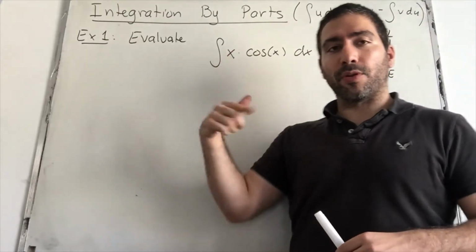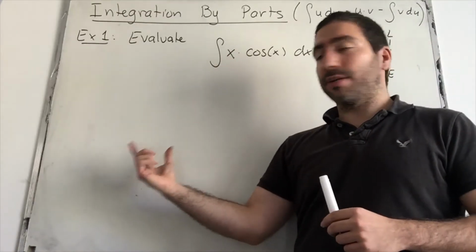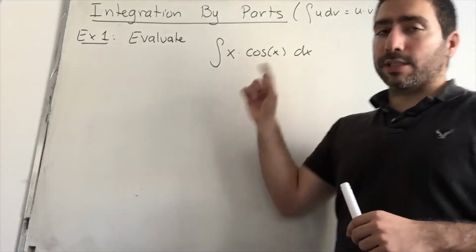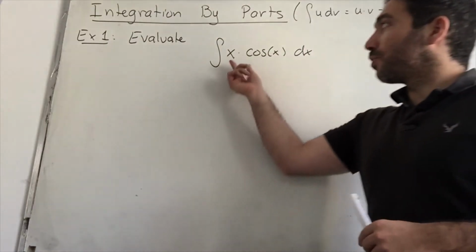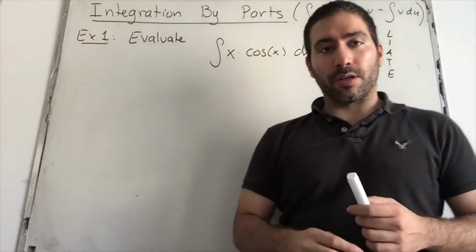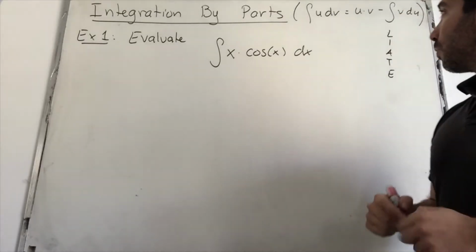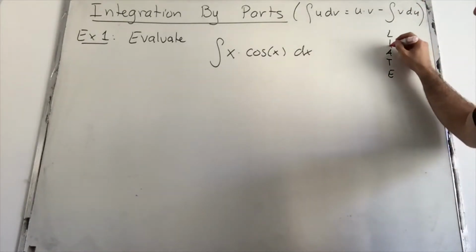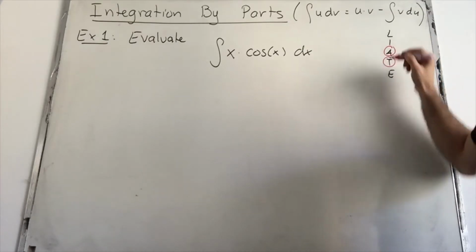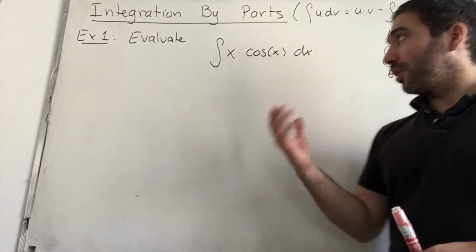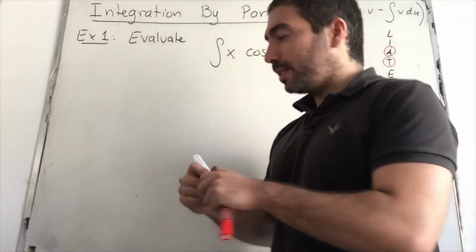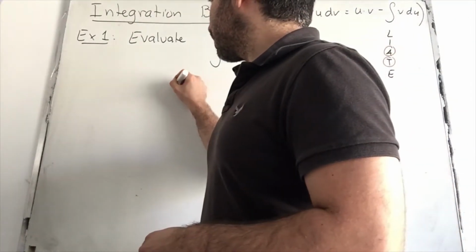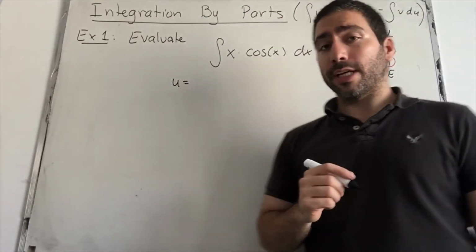We have x, which is a polynomial function, or what we call an algebraic function, times cos of x, which is a trig function. So we're multiplying algebraic times a cos function. If we think back to our strategy, we have LIATE. We're dealing with algebraic A and trig function T. So you have to identify your u. What is the u in this case? That's what you're asking yourself.